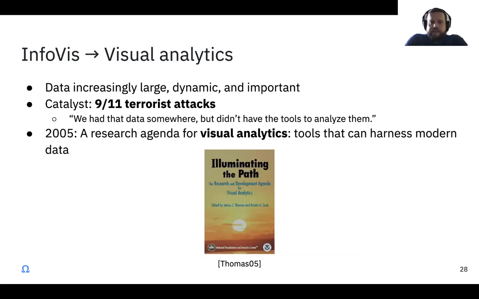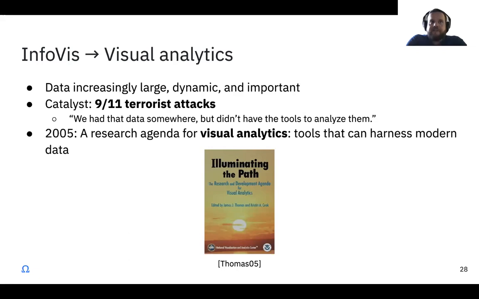Around the turn of the century, there has been a bit of a pivot towards a new subdiscipline of information visualization, because data has become increasingly large, dynamic, and important. And the catalyst of that thinking were the 9/11 terrorist attacks, because the prevailing conclusion, not only from the government agencies, but also from news media companies and other involved parties, citizens, was that we had the data somewhere, but we didn't have the tools to analyze them. So we are funding all these government agencies, but then we still get an attack like that. So how could this have happened?